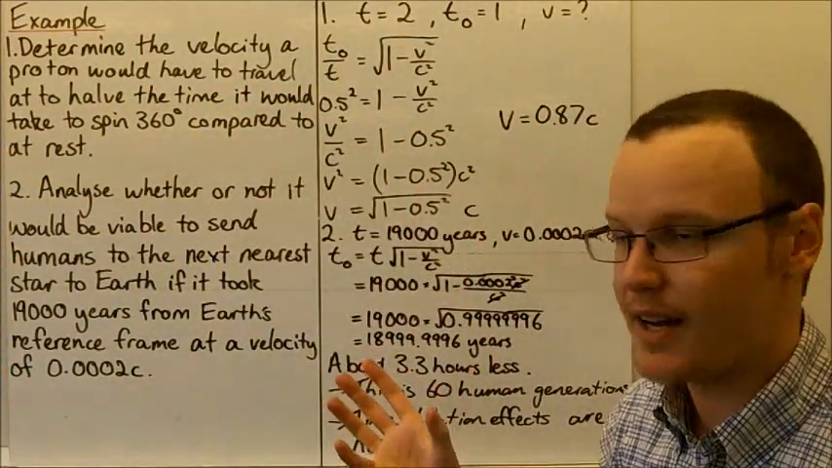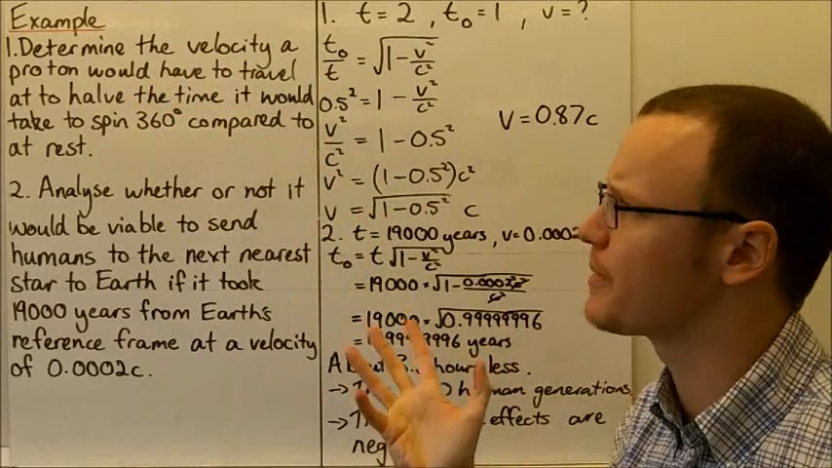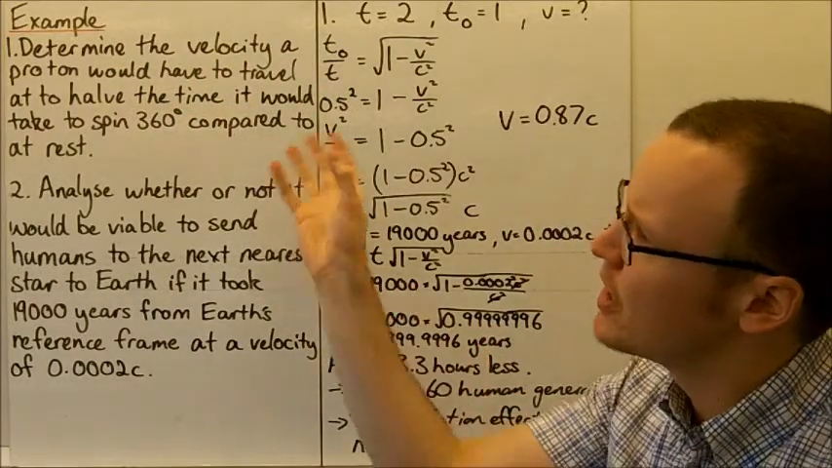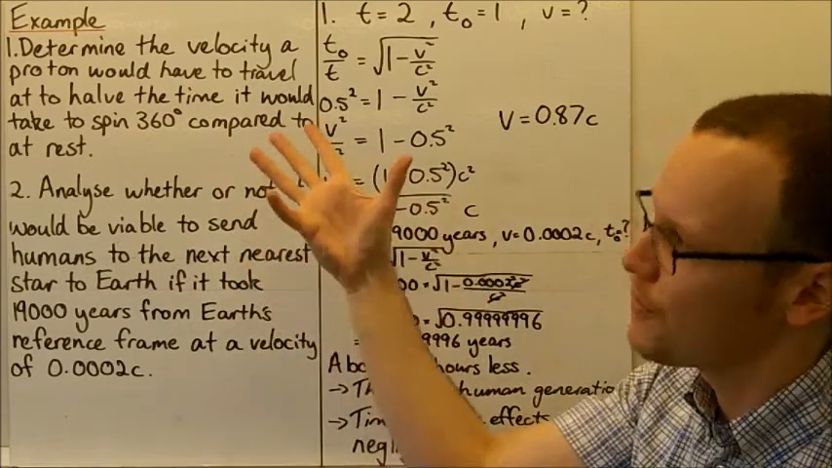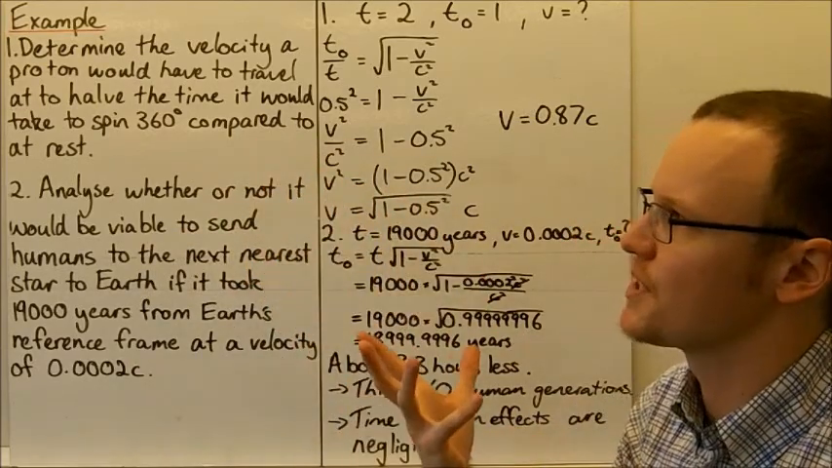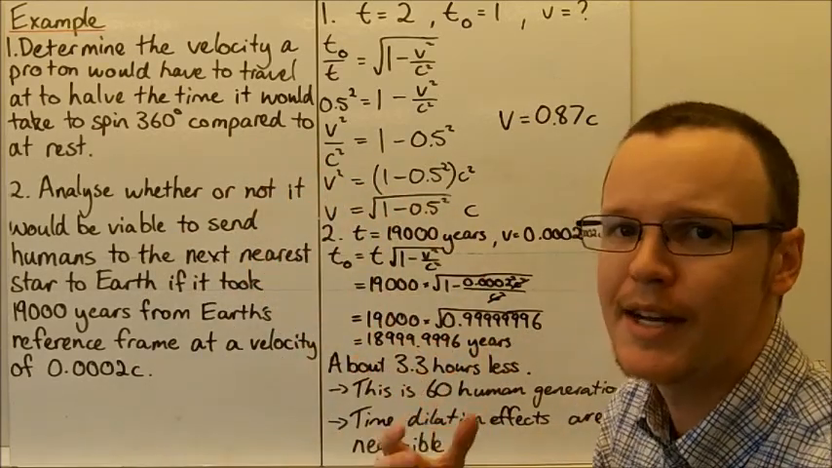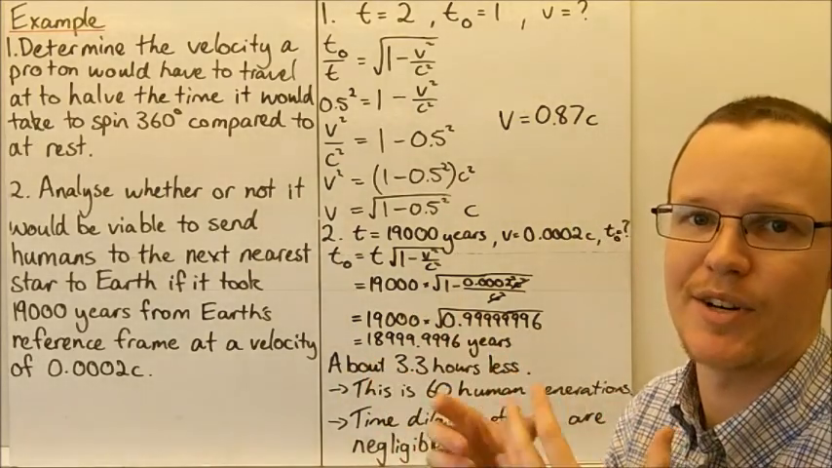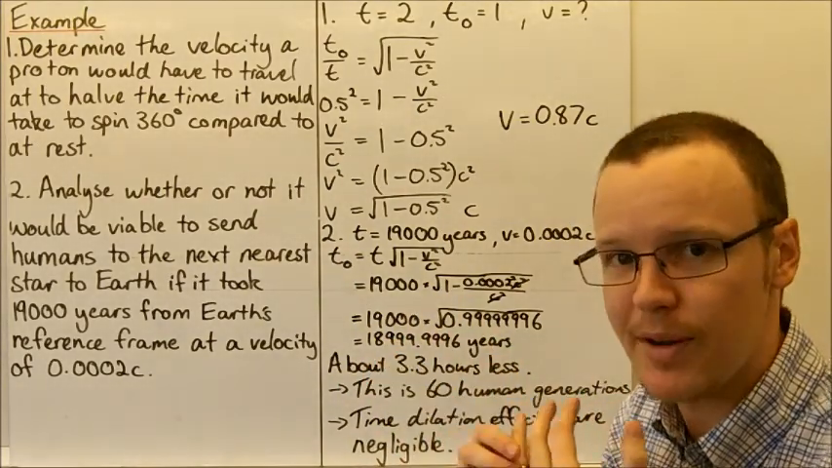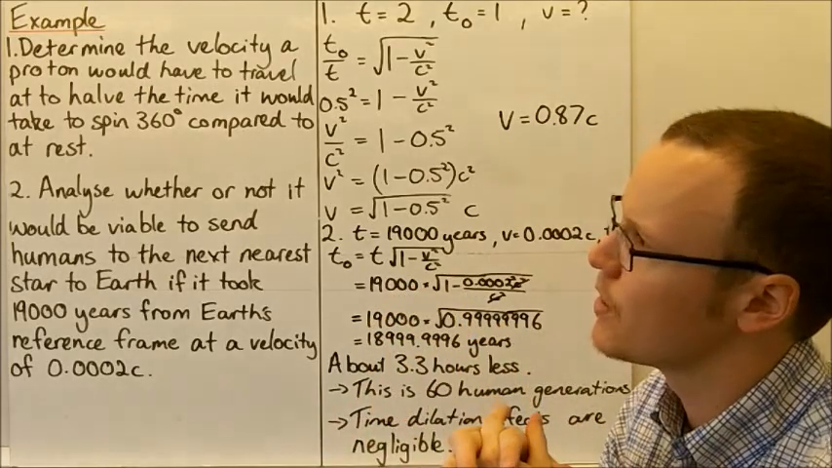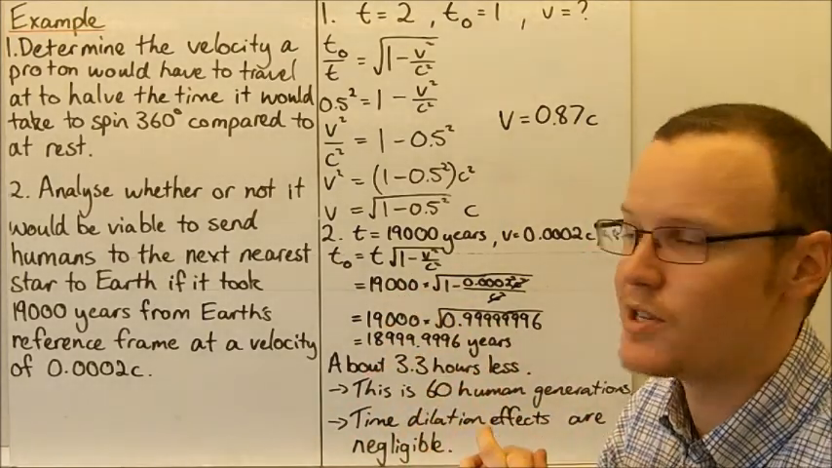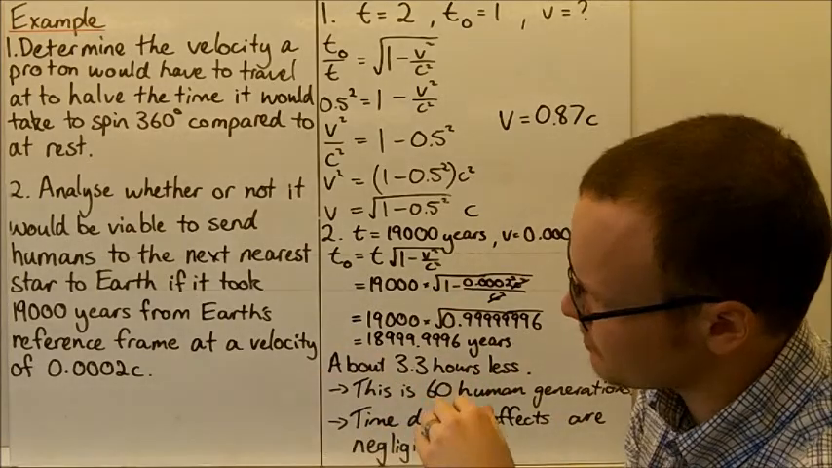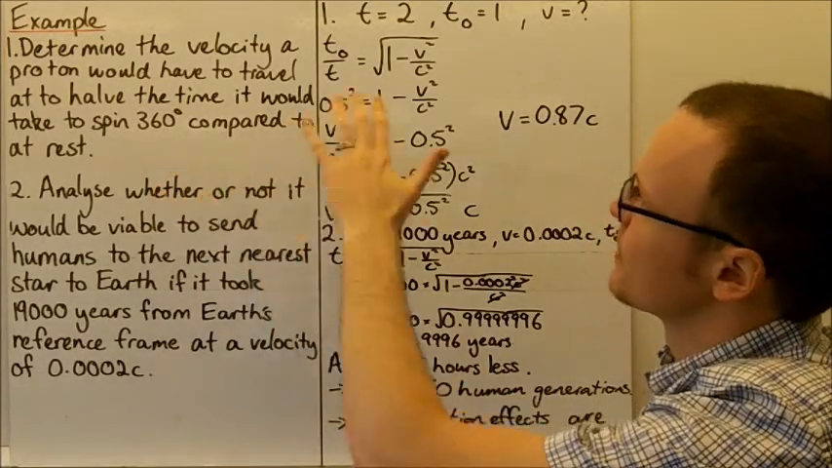So two examples to have a look at. Firstly, determining the velocity a proton needs to have to travel at half the time it would take to spin 360 degrees compared to at rest. So we're taking rest time. Rest is proper time for the proton, and relativistic time is the time that's going to be measured in the laboratory. So let's have a look at that example here first.